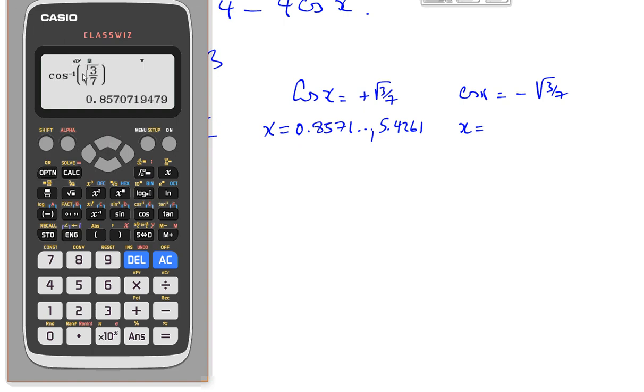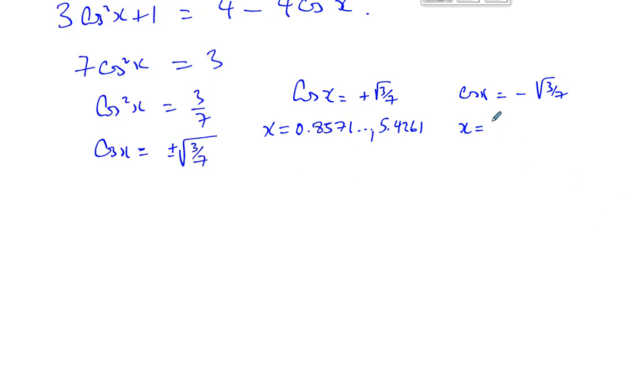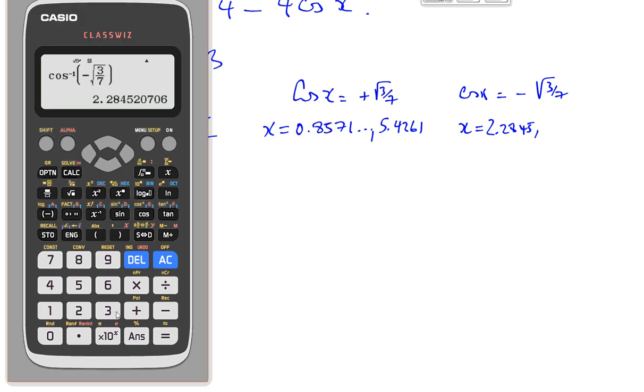So I'll go back and just make this negative. Now that will give me my other solution: 2.2845. And the other solution for cosine is always 360 minus that answer. So 360 minus my answer, which gives me 357 point.